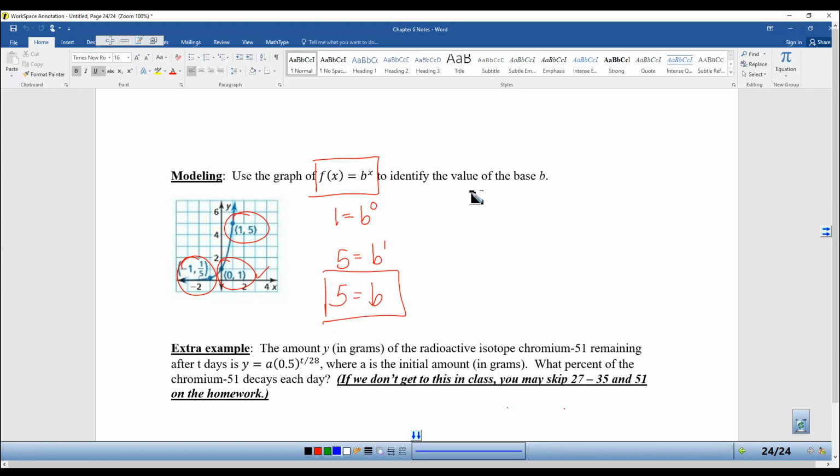What if we had picked the other point? 1/5 is equal to b to the negative 1. That would have gotten us the same answer. This means 1 over b. And then again, you can see that b is equal to 5.